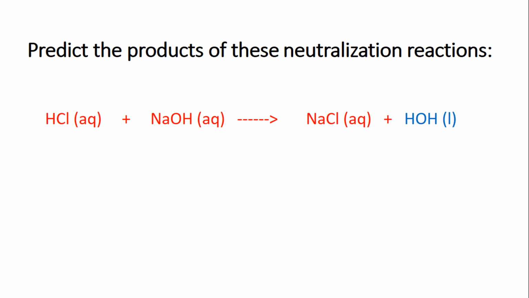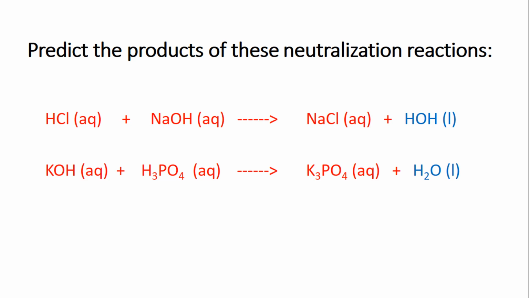In our second neutralization reaction, we have the base, potassium hydroxide, being added to phosphoric acid. Again, these are both aqueous solutions. When we make the products, the potassium ion will combine with the phosphate ion to make potassium phosphate. And the hydrogen ion goes with the hydroxide ion to make a water molecule.